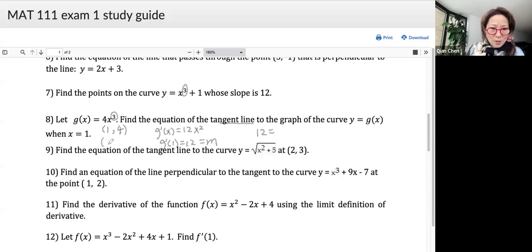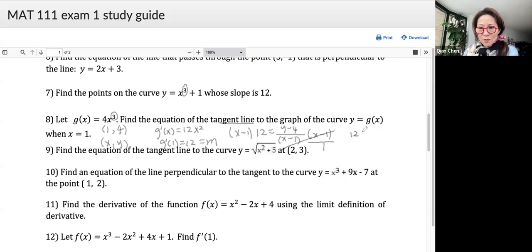We have this point, and then we have the point (x, y). So we do y minus 4 divided by x minus 1. Then remember we multiply x minus 1 on both sides. So this one is in the numerator, this one in the denominator, they cancel out. So we just get 12 times x minus 1 equals y minus 4.